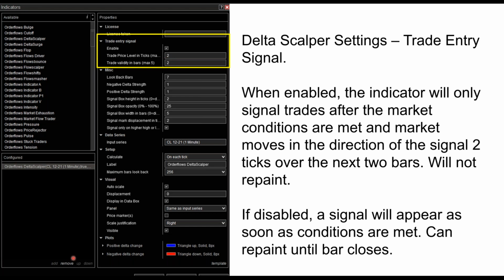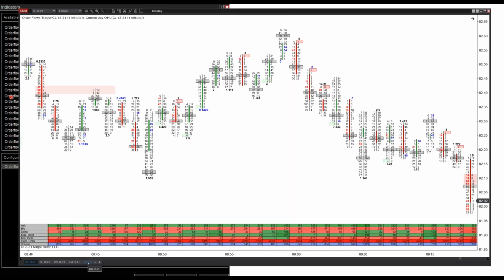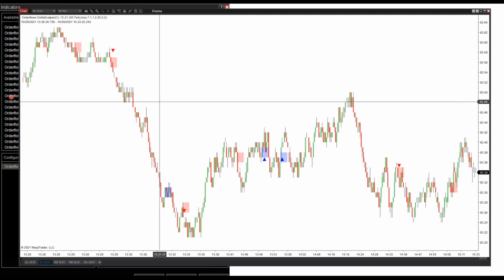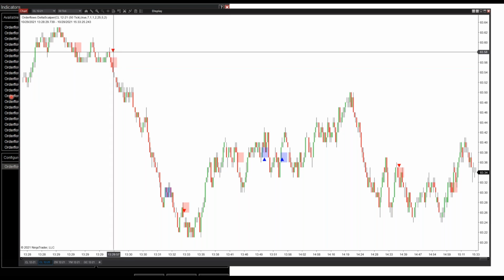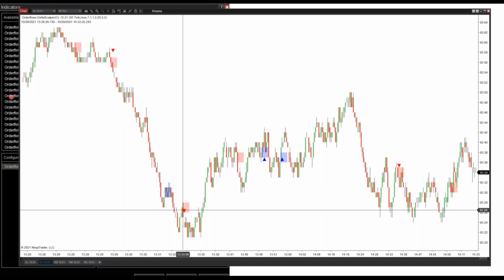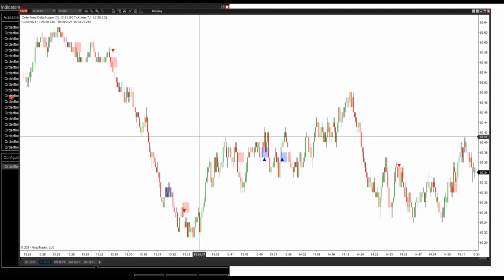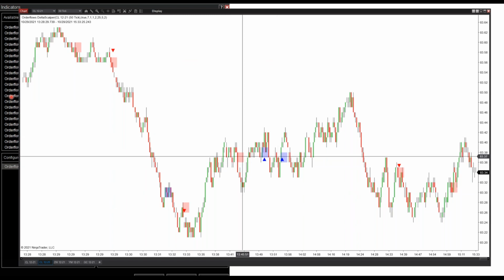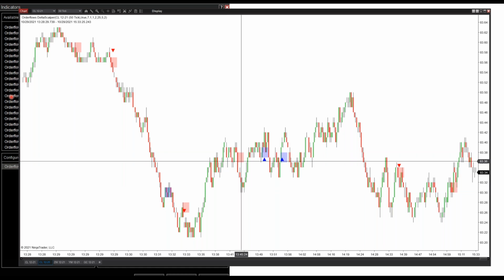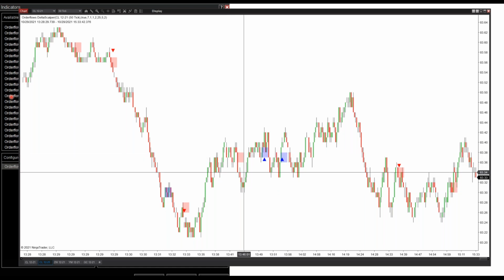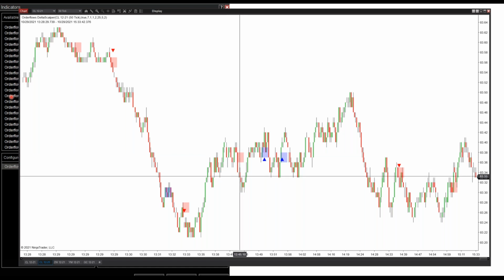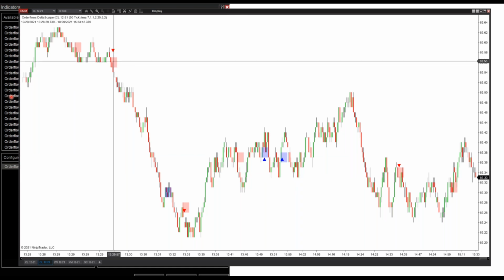So for example, I'll just show you the difference here. Let me get my chart up. Okay, I'm just going to show you guys on a bar chart, just because it's a bit easier. You'll notice there's a triangle. That's the signal, the signal, the signal, the signal. Now you'll notice there's some boxes here. This is just telling you, and I'll get to the setting in a moment, that conditions are met, but it didn't move the required amount of ticks over the immediate bars. So what that means is this one is set to 2 and 2.